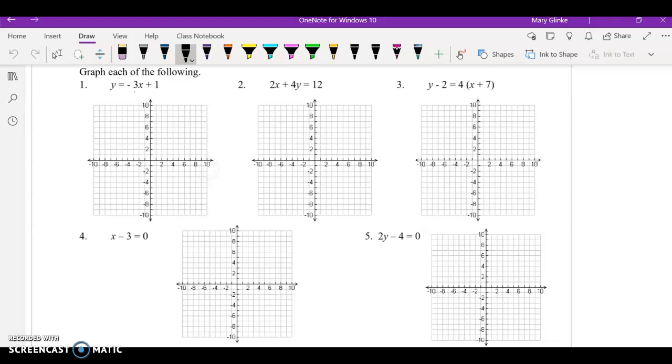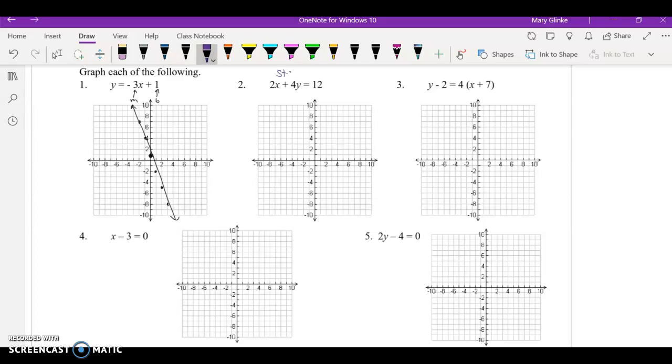Okay, number one is in slope-intercept form. So we are going to begin by graphing 1 on our y-axis and a slope of -3. So we're going to go down 3, right 1, and up 3 and left 1. And if you connect those points, that's what the graph should look like.